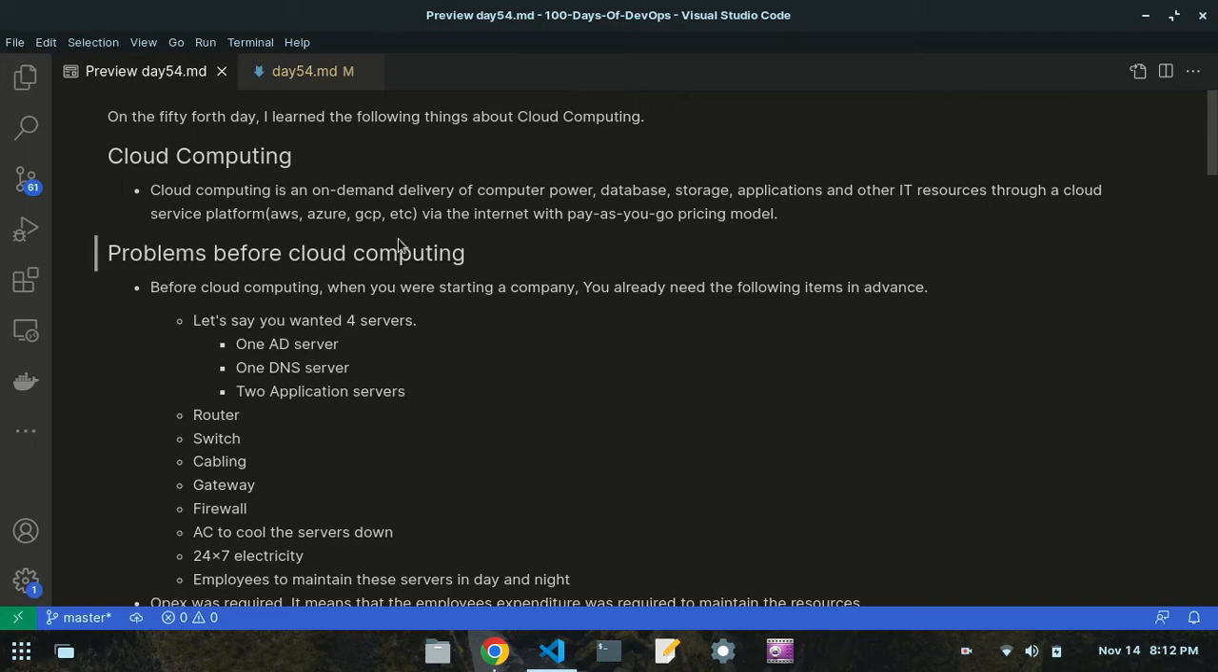This service will be provided to you by the cloud platform with the help of the internet. If you have internet, then you can access these cloud resources on these cloud platforms, with a pay as you go pricing model. You will have to pay some amount and then you will be given access to the computer resources like database, power, storage, etc.